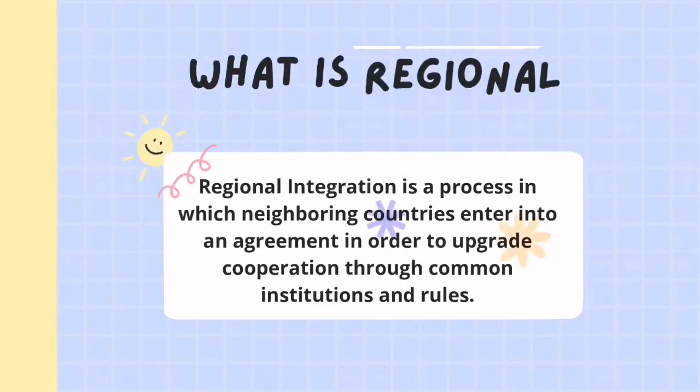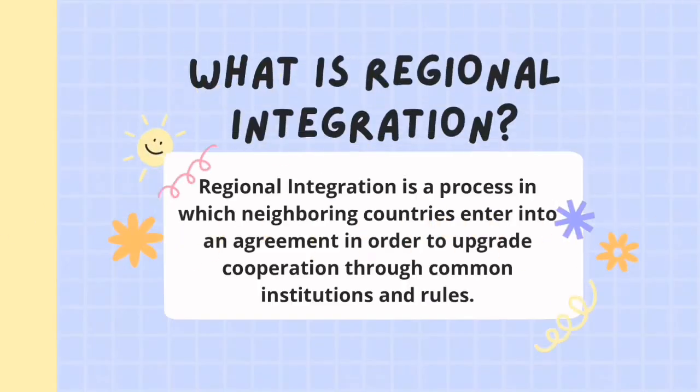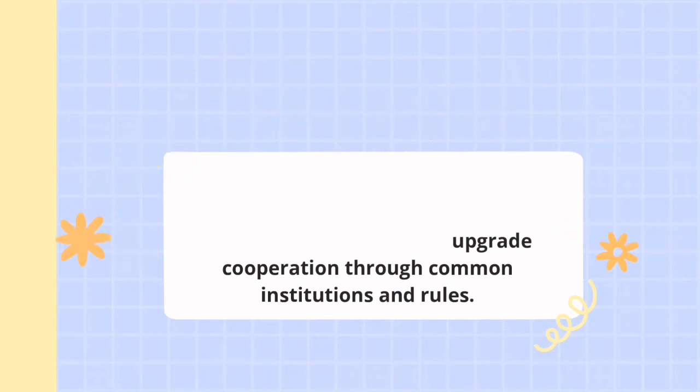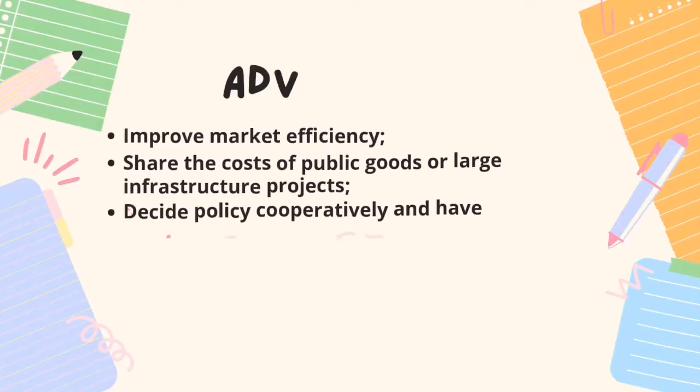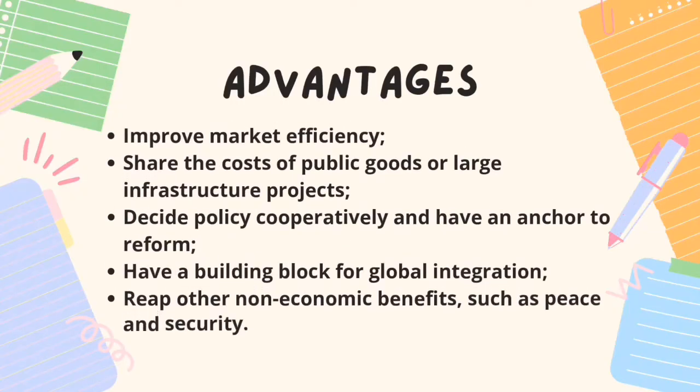We are going to talk about regional integration. So, what is regional integration? Regional integration is a process in which neighboring countries enter into an agreement in order to upgrade cooperation through common institutions and rules. This means that the integrating states would actually become a new country, or in other words, total integration. Now, let's tackle the advantages of regional integration.